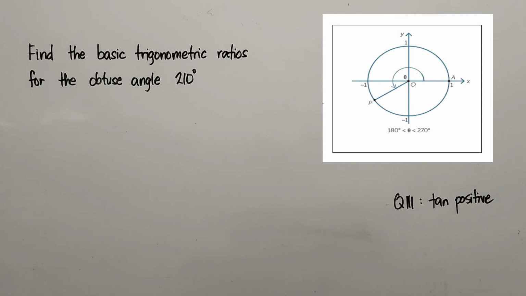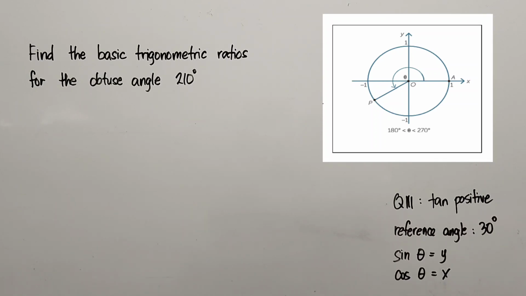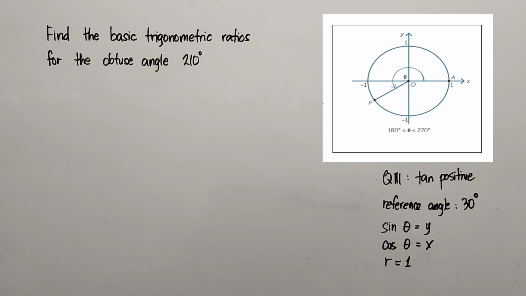After that, get the reference angle of that 210. So that is 210 minus 180 degrees, and our reference angle is 30 degrees. Take note also that sine theta is equal to the y and the cos theta is equal to x. And lastly, our radius here is always equal to 1. Why? Because this is a unit circle, and the radius is our hypotenuse of the triangle.